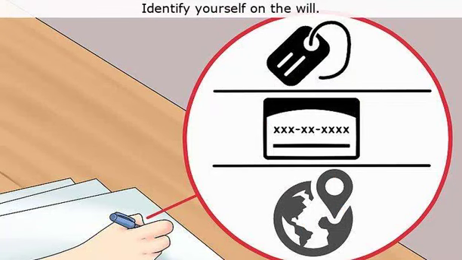Step 2. Identify yourself on the will. Include identifying factors in your will to ensure that your will isn't confused with that of someone else with the same name. Identify yourself by name, social security number, and address. If you don't have a social security number, provide a different form of ID, such as a driver's license or state-issued ID number. You may also include your date of birth to further identify yourself.